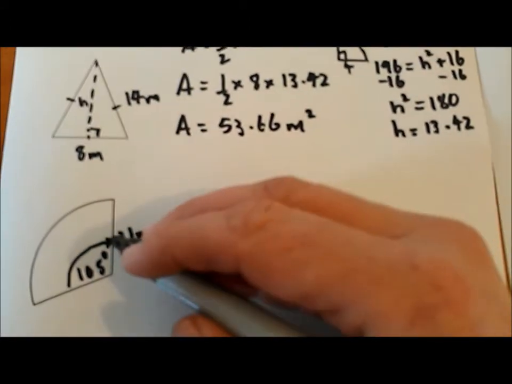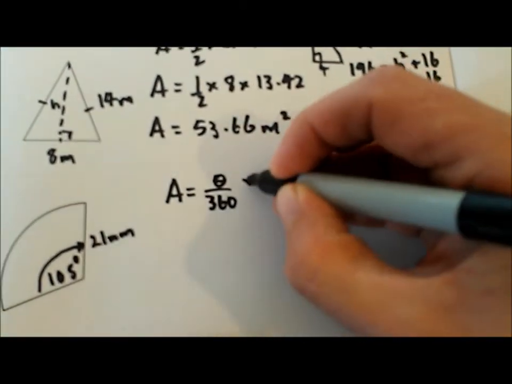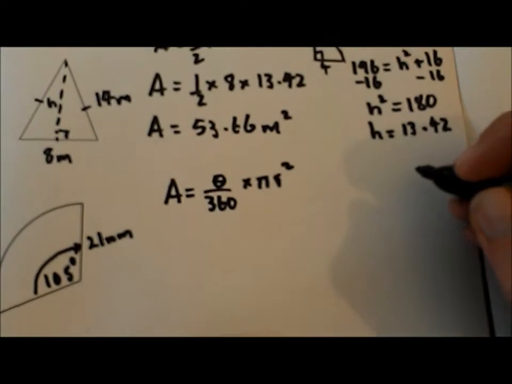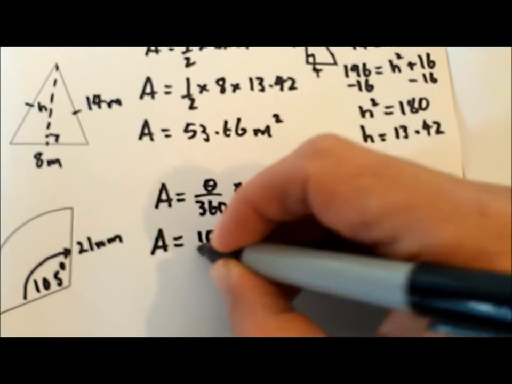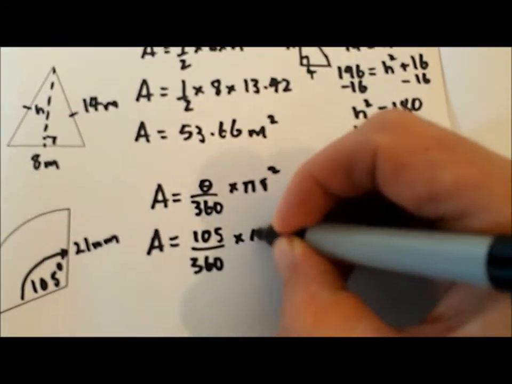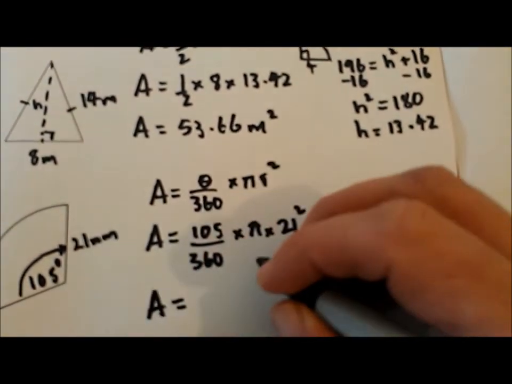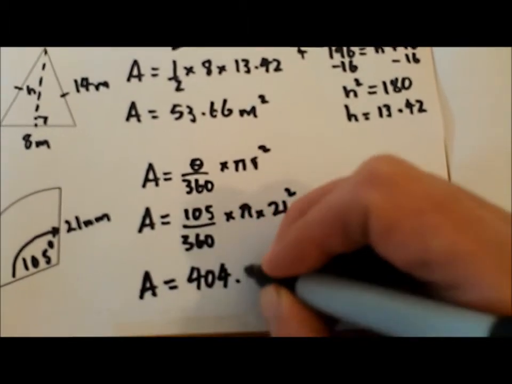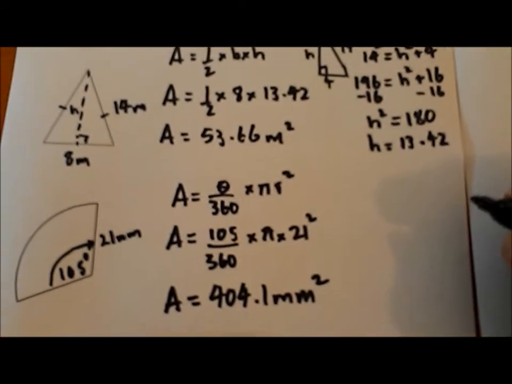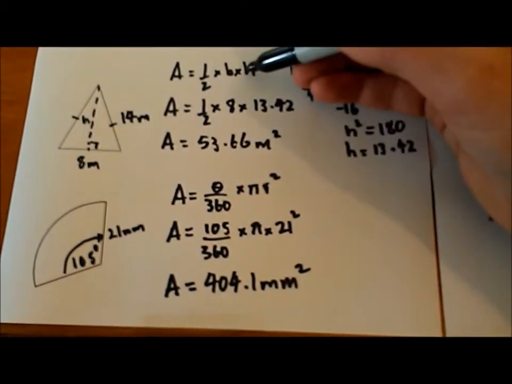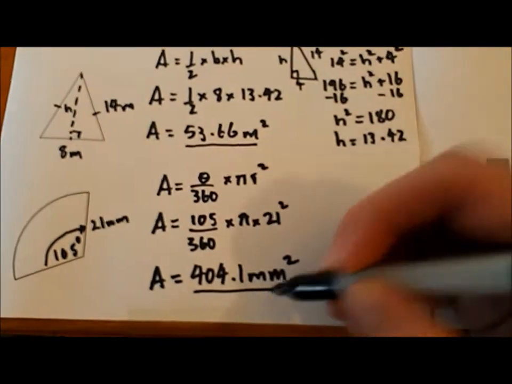Okay. Again, recognise the shape. Write the formula down. Theta over 360 times pi r squared. And then just put your numbers in as you're working. Your substitution, 105 over 360 times pi times 21 squared. Do the calculations. Area is equal to 404.1, and again the units square millimetres. So regardless of the shape, 3 lines of working out: formula, substitution, answer, including your units.